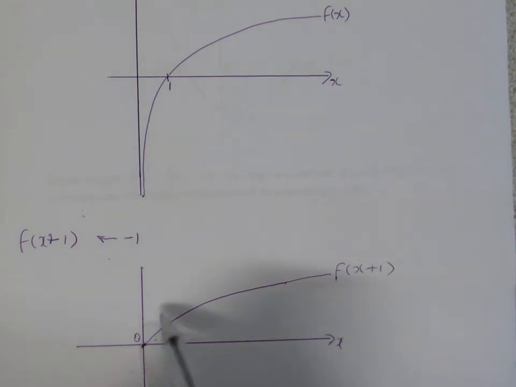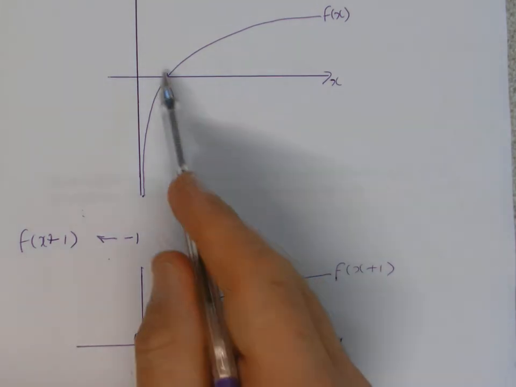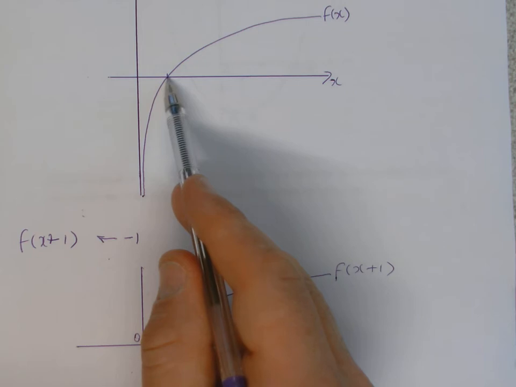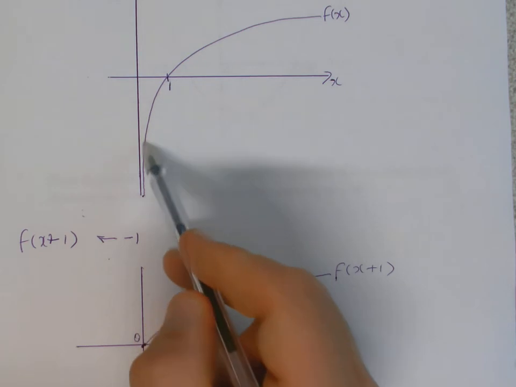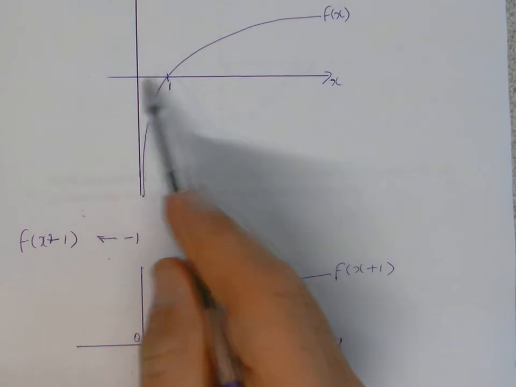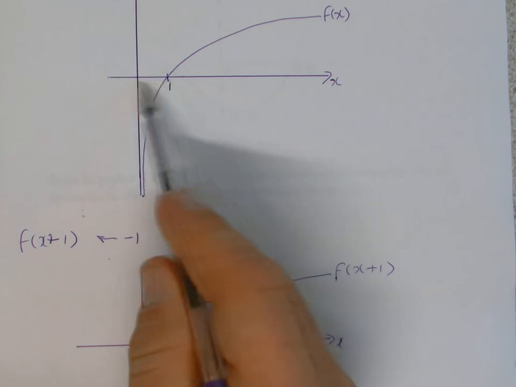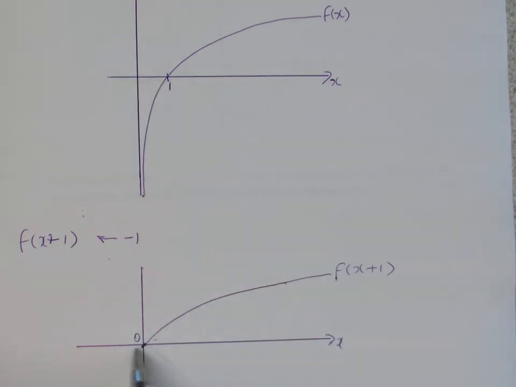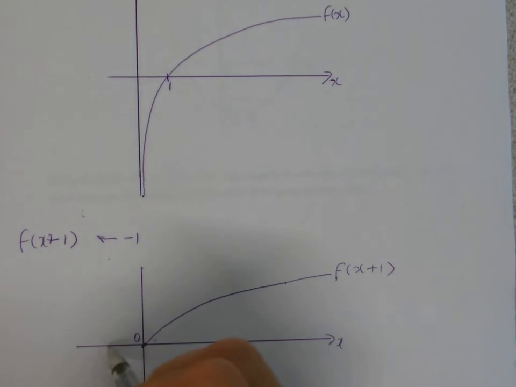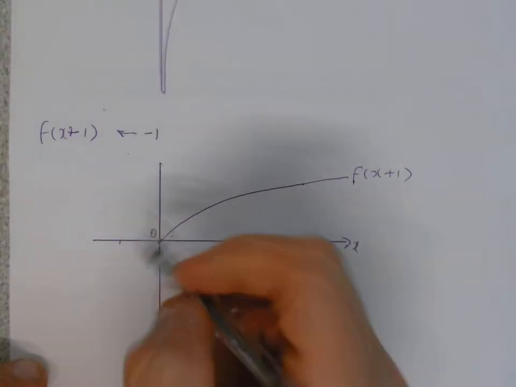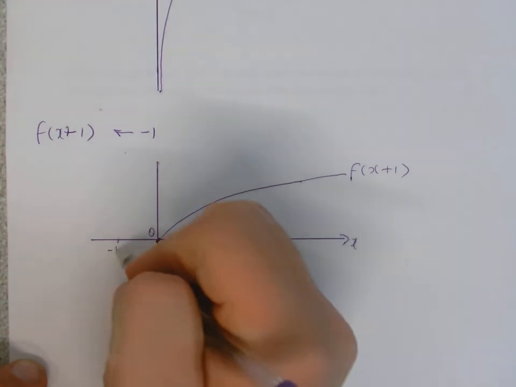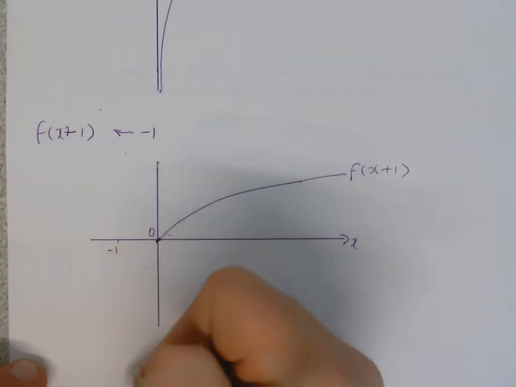So it crosses the origin O, but then if you think about it, it crosses at 1 here, and then it goes to infinity as x approaches 0. That gap there is 1, so we need to go back 1 here, so that will take us to minus 1, and as x heads towards minus 1, this graph will go to minus infinity.